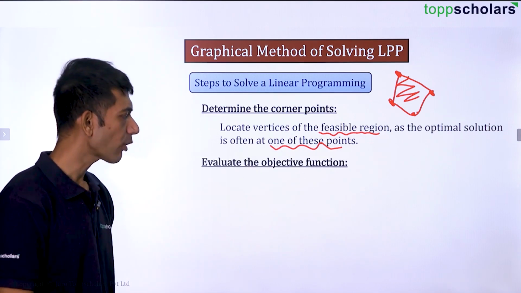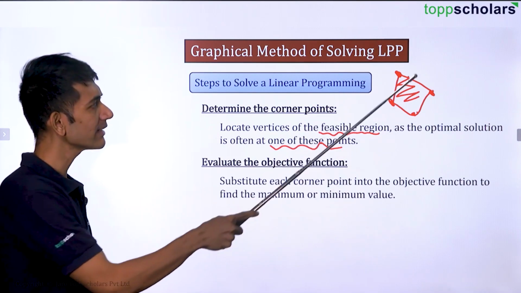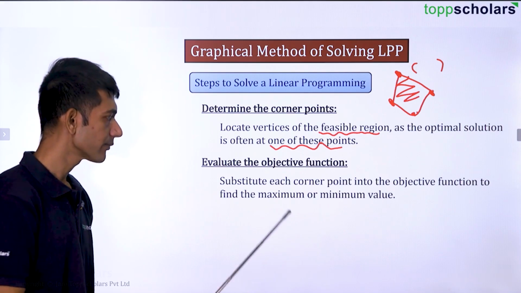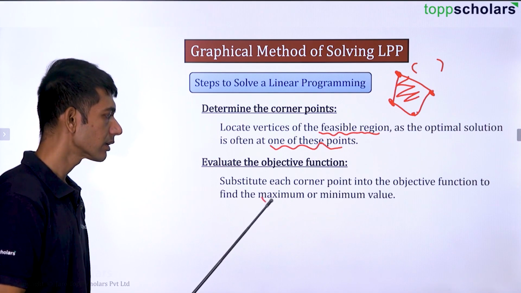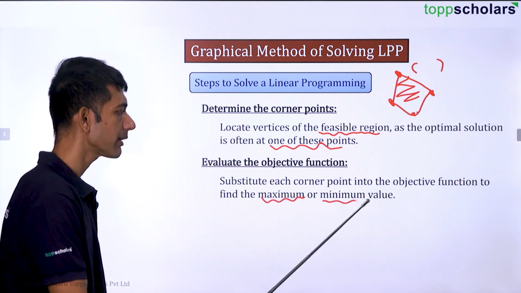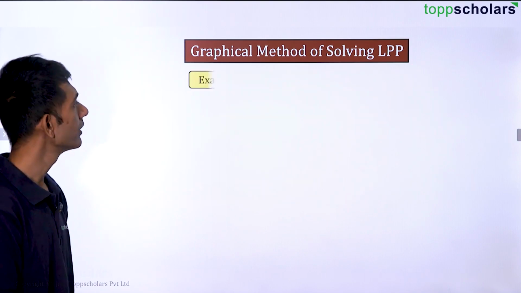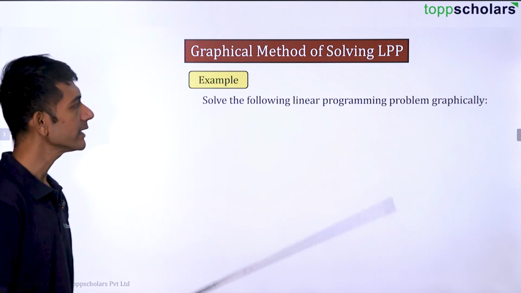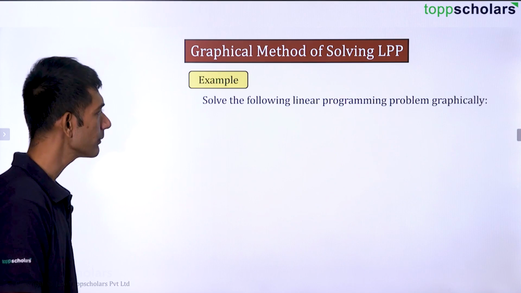Then we will evaluate the objective function. That is, whatever coordinates you get, you'll get some coordinates of x comma y, right? So whatever coordinates you get, we'll substitute each corner point in the objective function to maximize or minimize the value, depending on the question. Either you will maximize or minimize. So let us see an example now. It says, solve the following linear programming problem graphically.